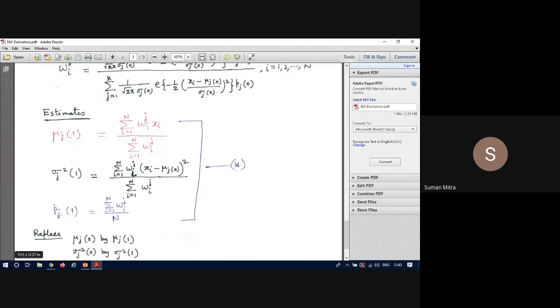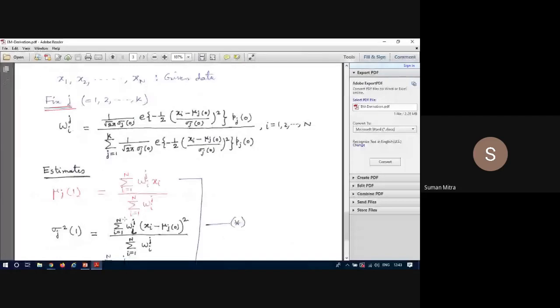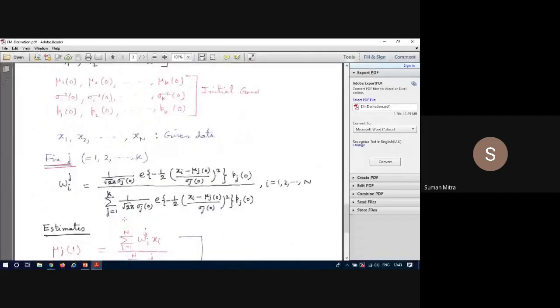And then again it will be replaced. So E and M side by side we go on. So this is about the single variate Gaussian. Do you understand? This is about the single variate Gaussian.